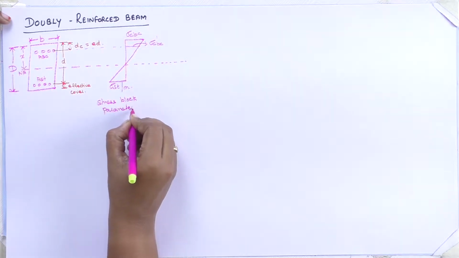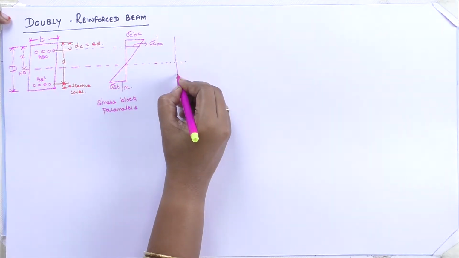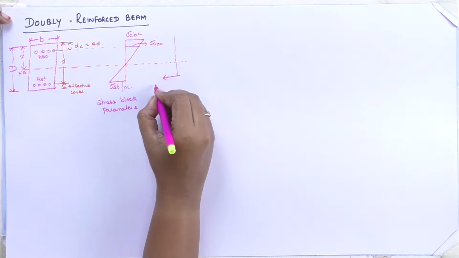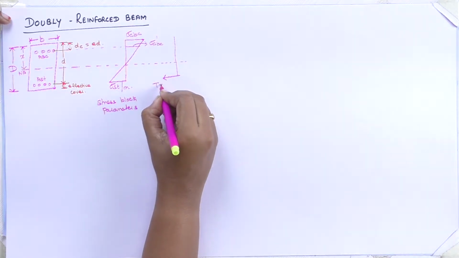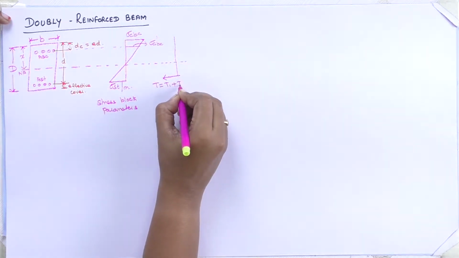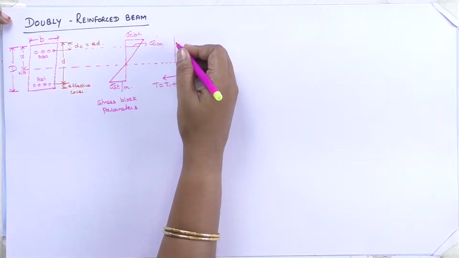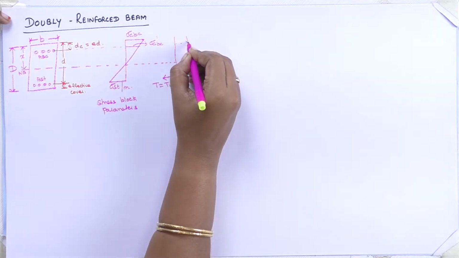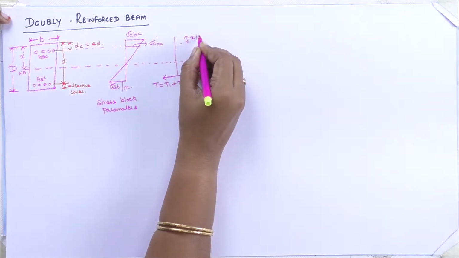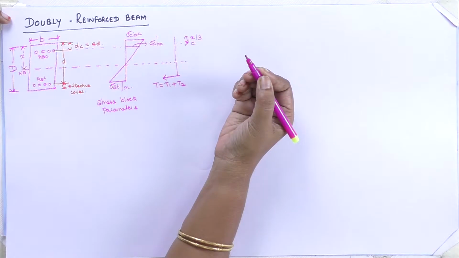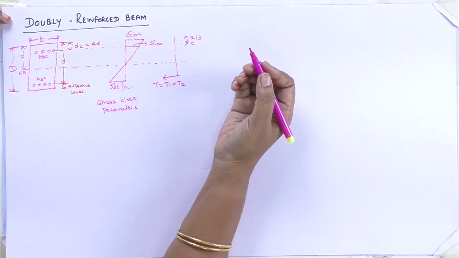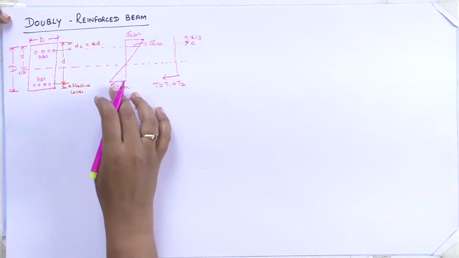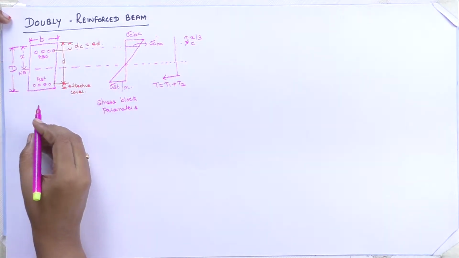These are the stress block parameters. You can draw the forces for this. Here the total tension T is equal to T1 plus T2, whereas at a distance of x by 3 you will have a compression force C. Okay, now we'll write the description about these features.